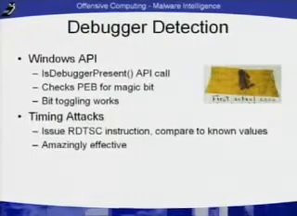Another good way to detect if you're being debugged is a timing attack. One way of doing this is issuing the RDTSC instruction so that you can check, okay, well, am I running really, really slow? In general, that means I'm being debugged. This is pretty effective. It definitely makes it harder to analyze the malware.